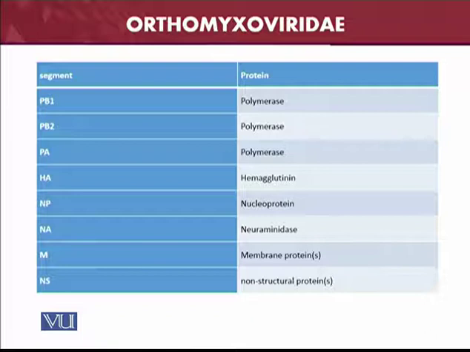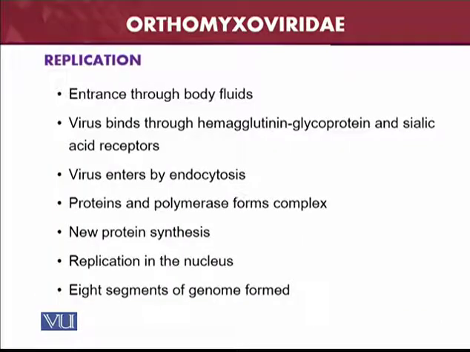HA is the hemagglutinin, while the NP segment is for the nucleoprotein, and NA is for neuraminidase, and then M is for the membrane proteins, and NS is for the non-structural proteins. Now, the replication of the orthomyxovirus. All these segments play their role in the replication.